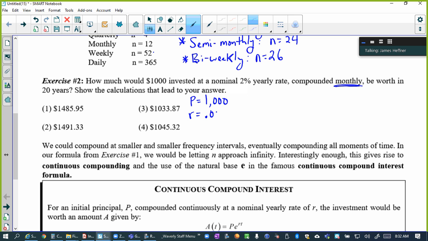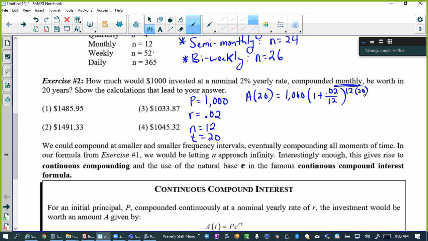You've got to convert that, right? And what is our N? It would be 12. And what's our T? How much time in years? 20, all right? So once you get all your variables figured out, just plug them into the formula, right? Okay, so our A of 20, for 20 years, is going to be 1,000 times 1 plus 0.02 divided by 12, to the 12 times 20.